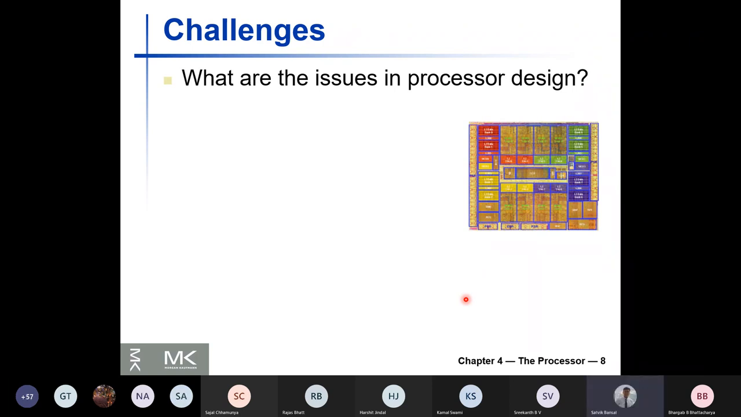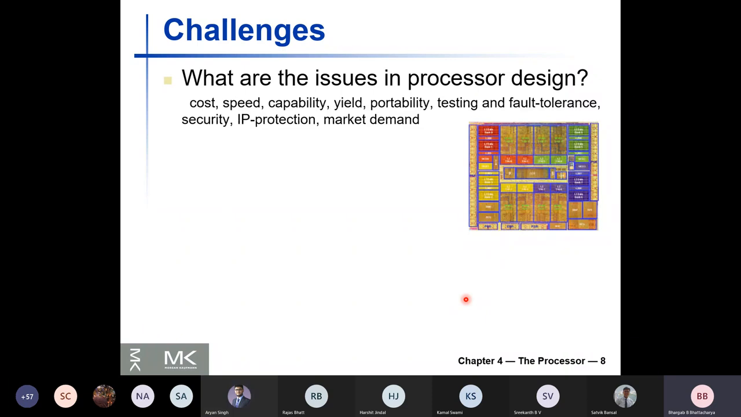The processor power. Processor power, also how much money you have to spend, right? Cost, compatibility. Yes. So cost, speed, capability. I mean, the processor power, as you said, yield. Yield is important because yield is a matter of concern to the manufacturer. It is the fraction of the good chips that is produced. So therefore, if yield is low, then the cost would increase. Then portability, that you should be able to use that processor for multiple applications.